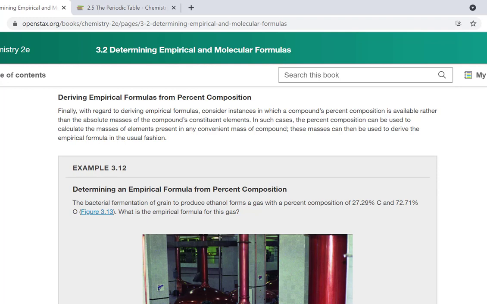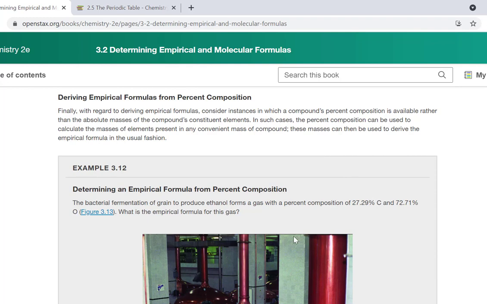There's a connection again between empirical formula and percent composition, as hopefully you've recognized already. If you have not a mass but a percent composition provided, you can essentially do the same thing that we've just talked about in terms of deriving empirical formulas by treating those percent numbers as if they were masses.